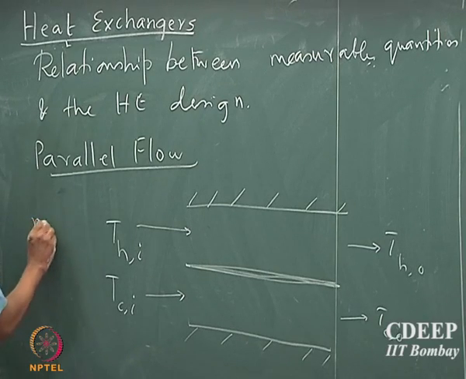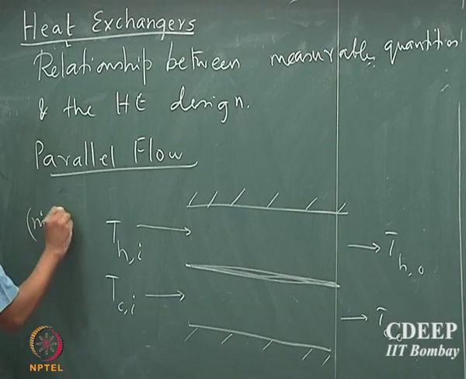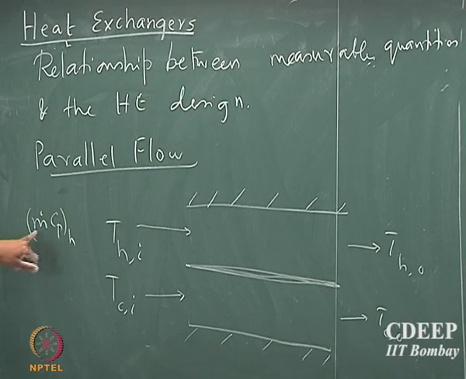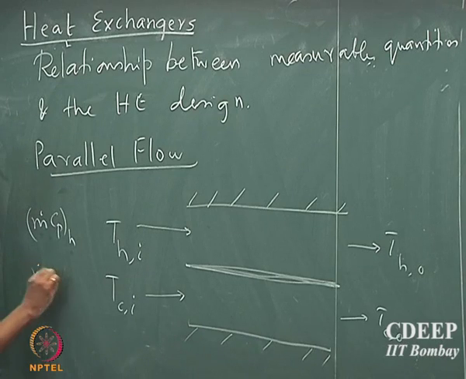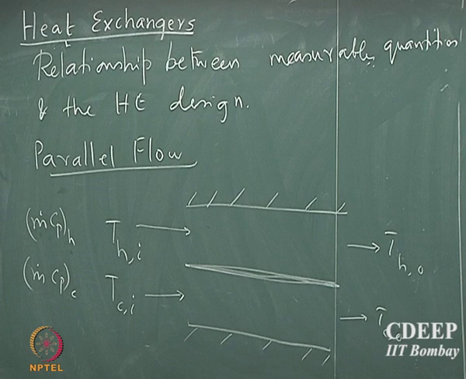And if I also say that m dot Cp H is the capacity of the fluid, where m dot is the mass flow rate of the hot fluid and Cp is the specific heat capacity of the hot fluid, and similarly I can write m dot Cp of the cold fluid. Now, suppose I assume that the axial conduction is negligible. Remember, this is never the case.